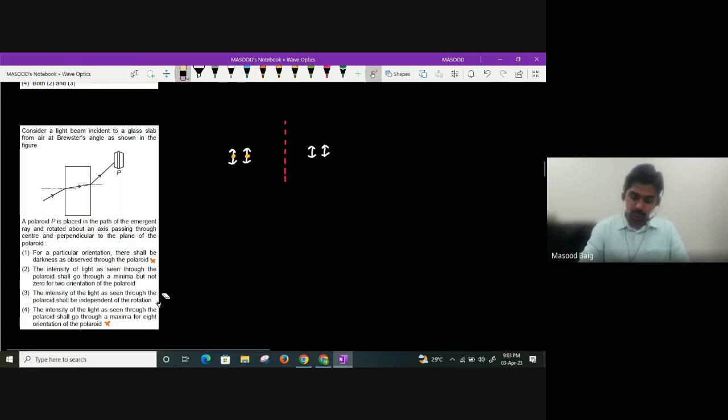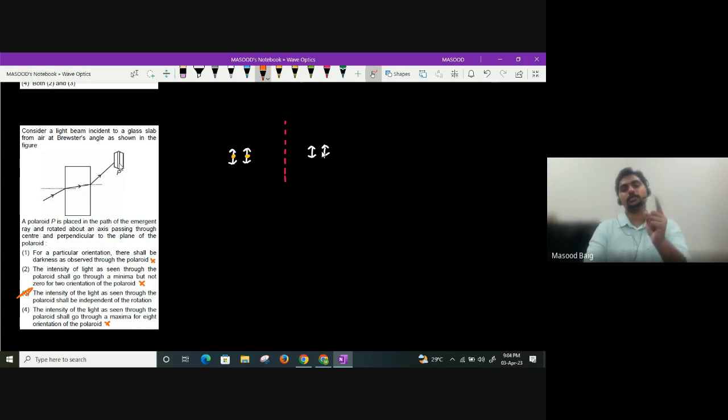I think the third option also, if we just keep it aside as of now: the intensity of light as seen through the Polaroid shall go through a minima but not zero for two orientations of the Polaroid. Because it is unpolarized light, guys, however may be the transmission axis, you will get polarized light or not. So this will be wrong. I think the third option will be the correct statement, guys. Because if it was polarized light, then whatever I have discussed before would be correct. But here the emergent light will again be an unpolarized light.